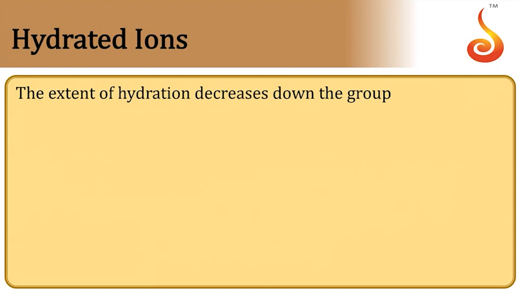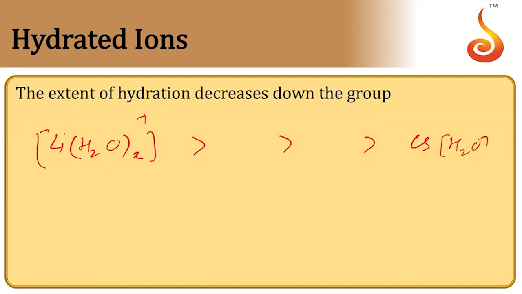When you take the order of the size of these ions, including water molecules, it comes like this: Li+ (H2O)x is greater than Na+ (H2O)x, and finally Cs+ (H2O)x. This is the order of the hydrated ions. So lithium has a much larger hydrated size, and the last one, cesium, has a smaller size. It depends upon the positive charge density.